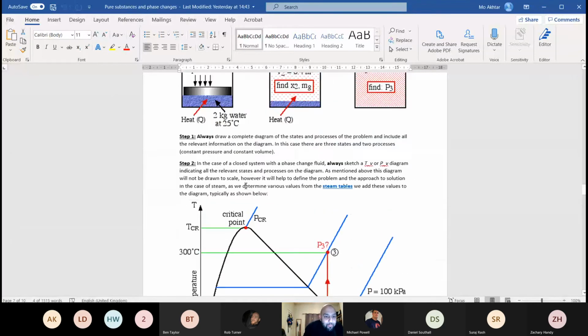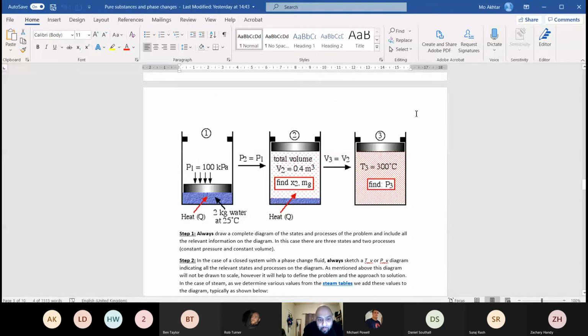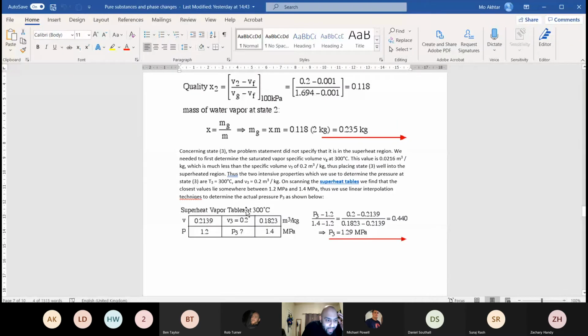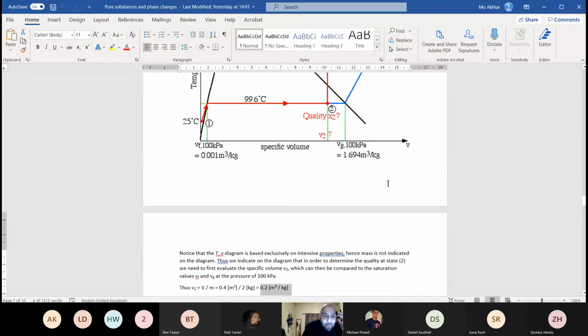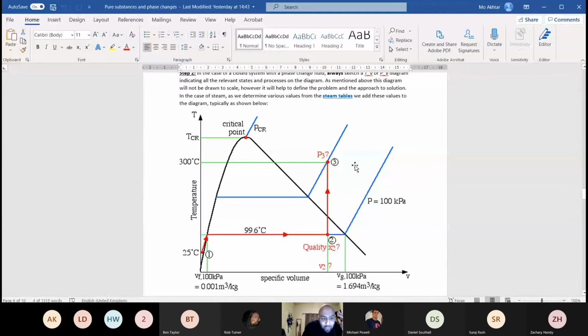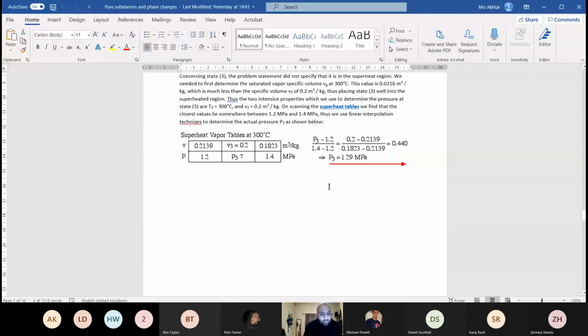So to calculate any characteristics of this, like the pressure value, we need to go to superheated steam tables. We can't be using normal steam tables. Let's find what the pressure is. So superheated vapor tables at 300 degrees C, because the temperature has reached 300 degrees C. It's in a superheated area, so we can calculate the pressure very easily. You might need to take a note of this on a piece of paper.